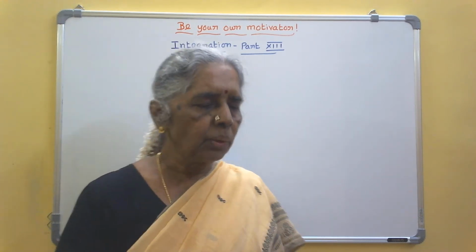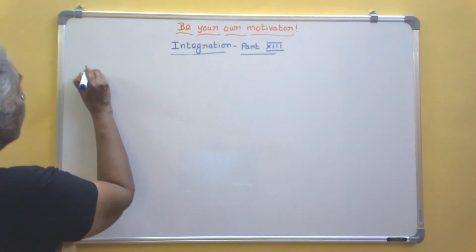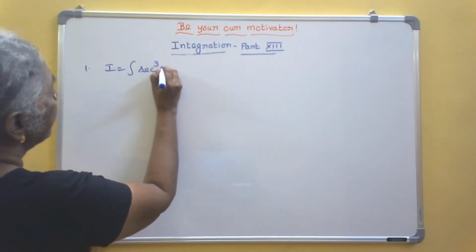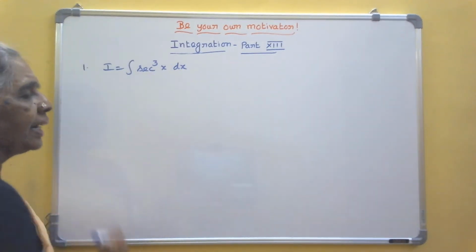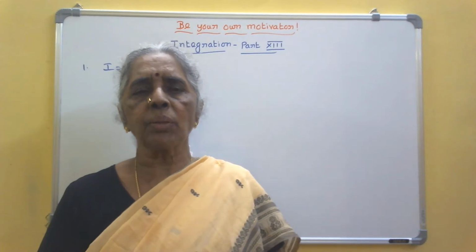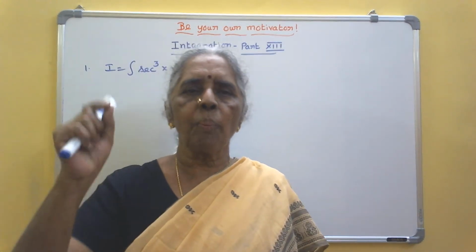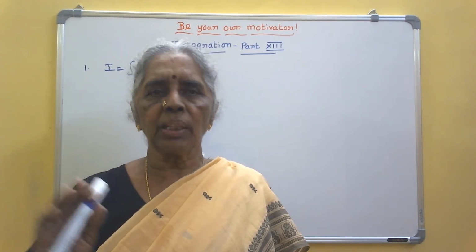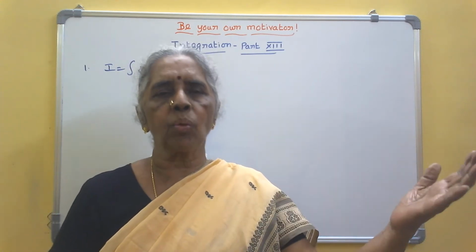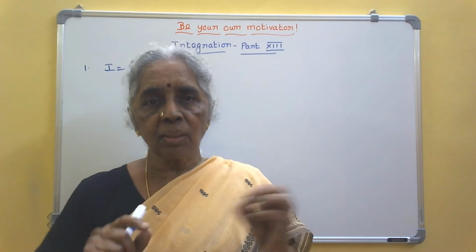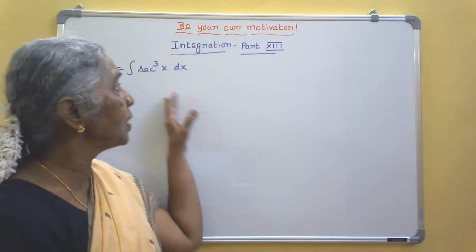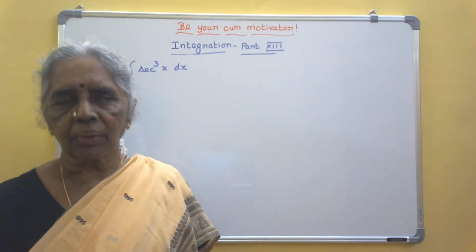So the first sum I will take is I equal to integral secant cube x dx. Now, sin cube x you know how to integrate, cos cube x you know how to integrate. Using the formula for sin 3x and cos 3x, we arrive at sin cube x and cos cube x in terms of multiple angles, and then we integrate. But we can't do secant cube x in that way.